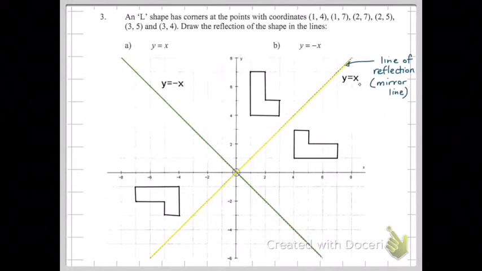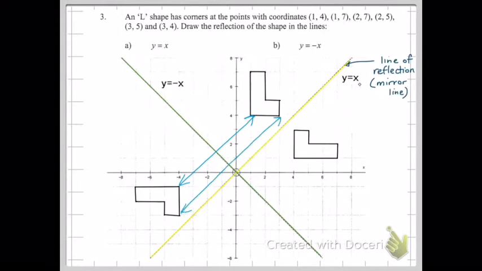For the sake of completion, let's have a look at how each point is moved. These points correspond, as do these, and you can see that each pair of points on the diagram is exactly the same distance from the line just on the other side.